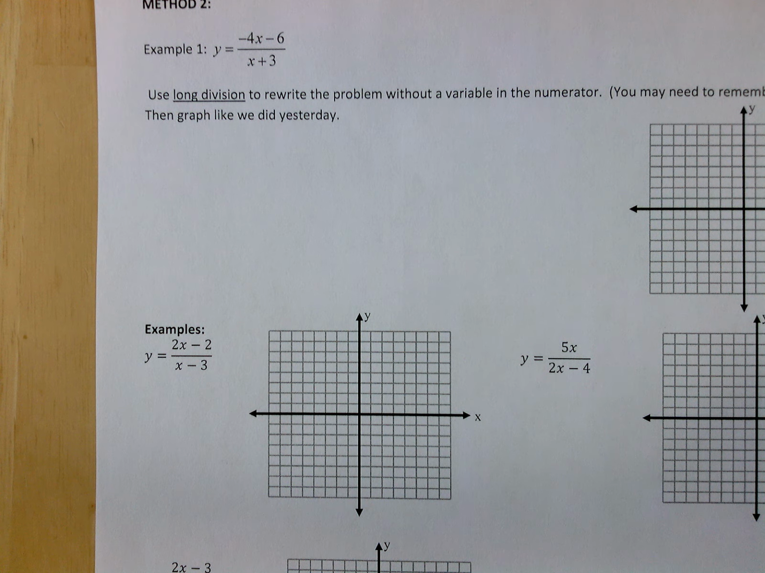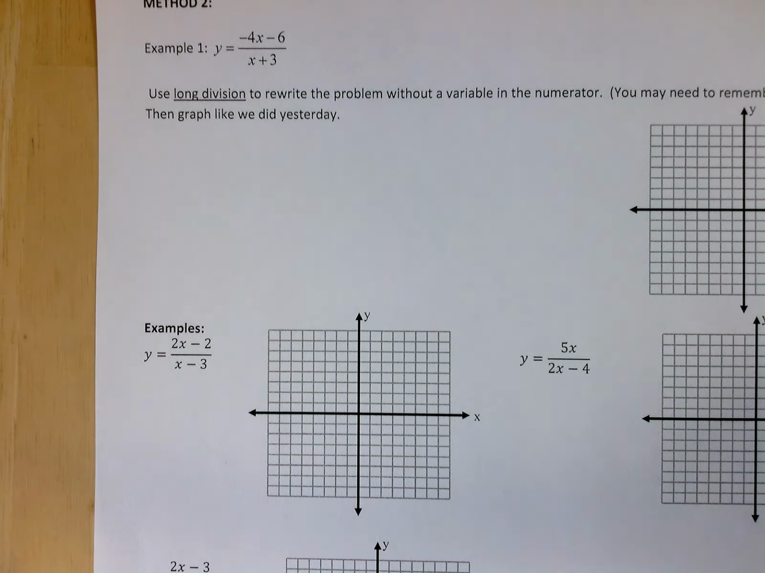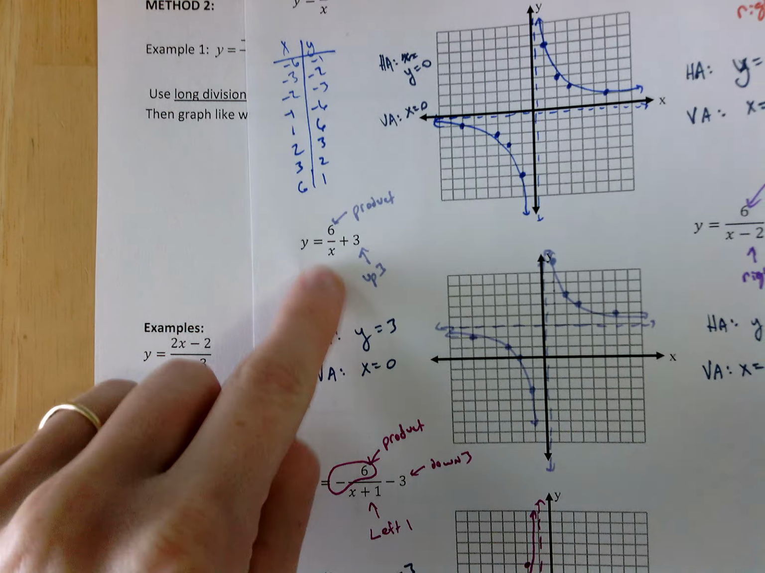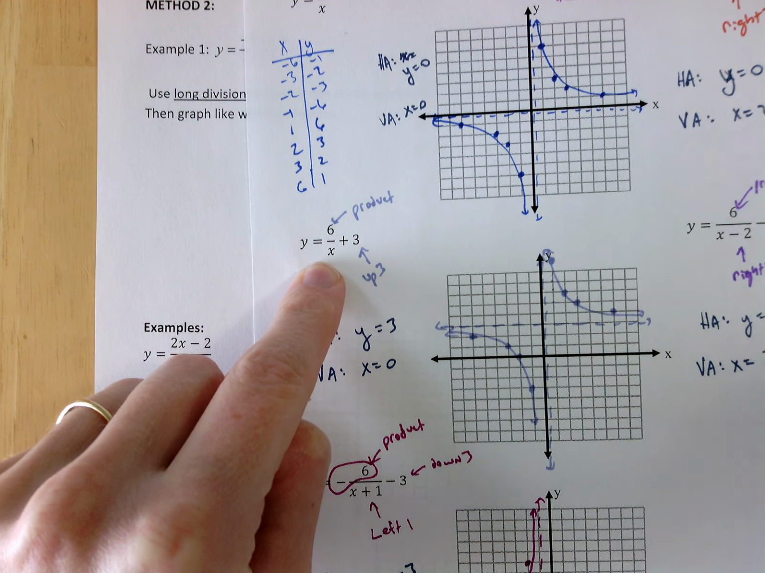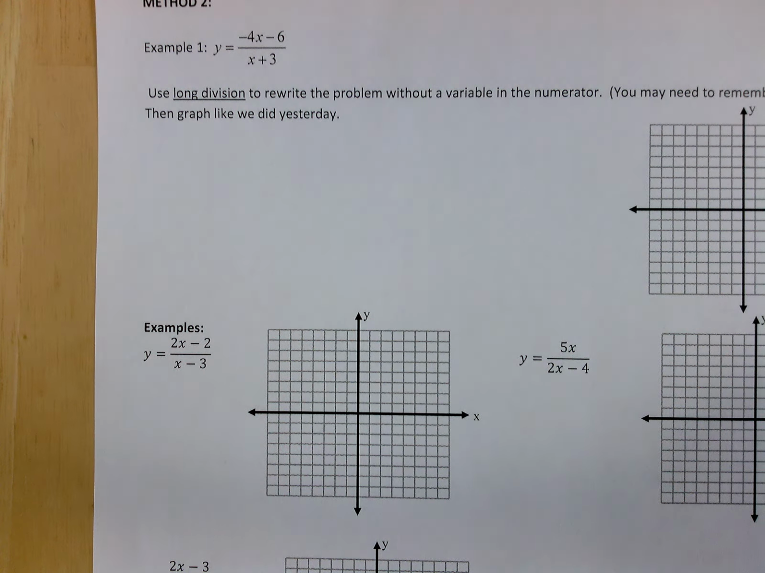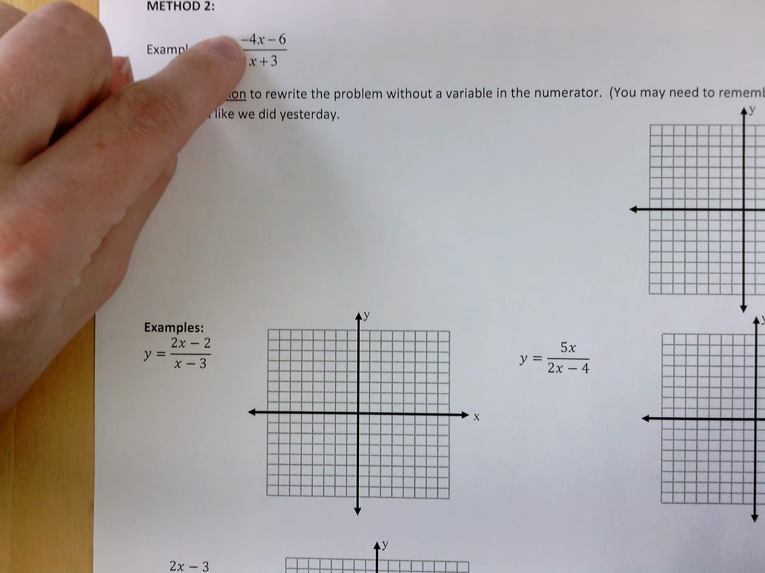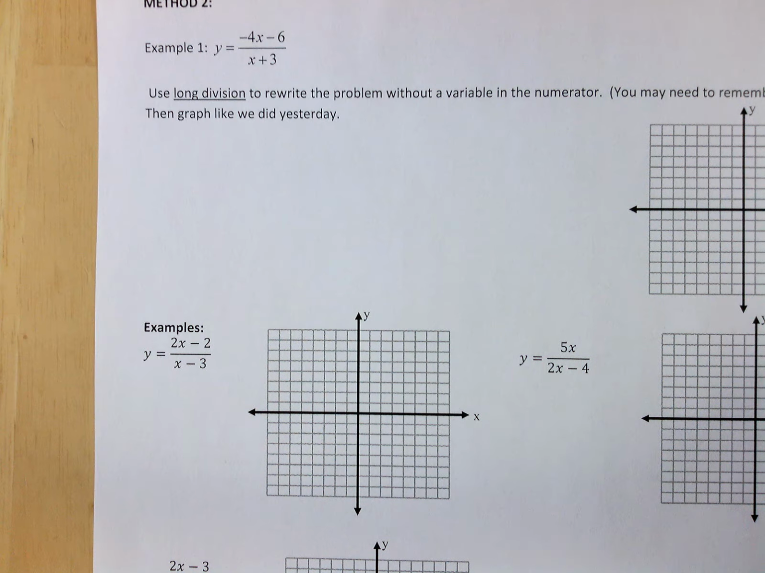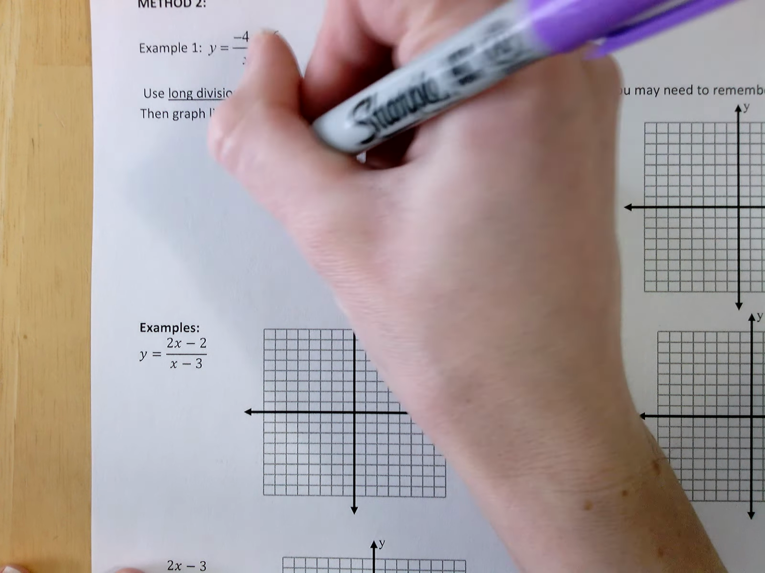So this only works, and I should say this applies to both of these methods, the difference between the problems from yesterday and the problems today is that the ones we did yesterday had one variable just in the denominator, just an x to the first power in the denominator. Now we're looking at x to the first in both the numerator and the denominator. That has to be true for this method to work.